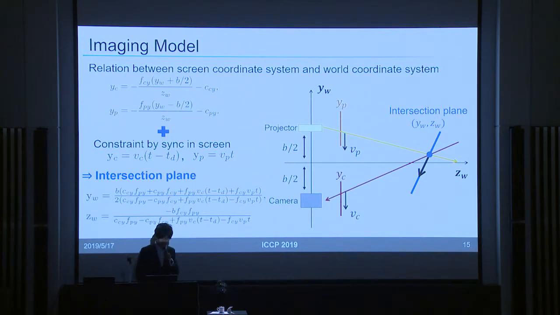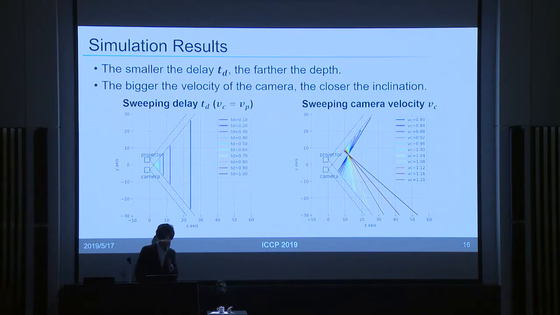The resulting imaging plane is the intersection surface as these scanning rays sweep across the scene. We invite the reader to refer to the paper for the full derivation. With our imaging formulation, we can simulate different plane geometries for a set of hardware parameters. Note how the smaller delay leads to the further depth, and the higher scanning velocity leads to larger slopes, which we validate later in real experiments.